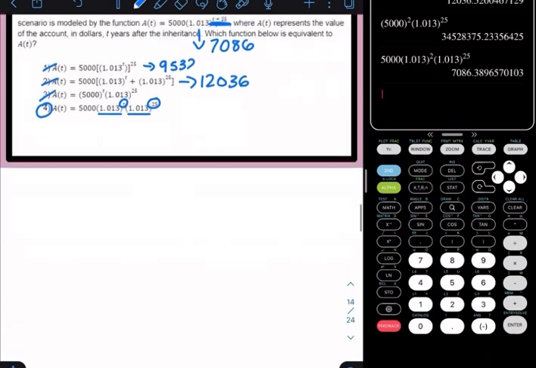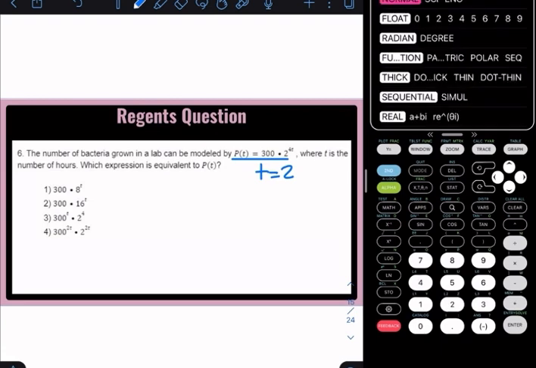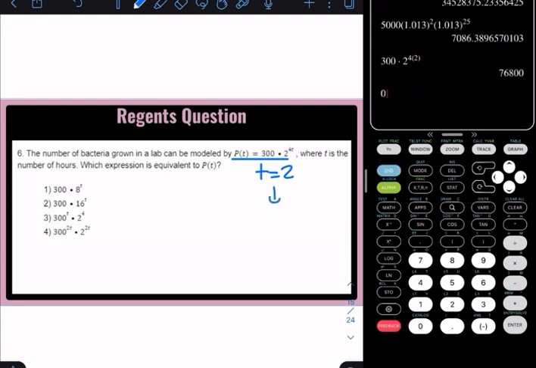Number 6. The number of bacteria grown in a lab can be modeled by this function, where t is the number of hours. Which is equivalent? Again, I'll make t equal to 2, and what do we get? 300 times 2 raised to the 4th power times t, which is 2. And that gives us an answer of 76,800.